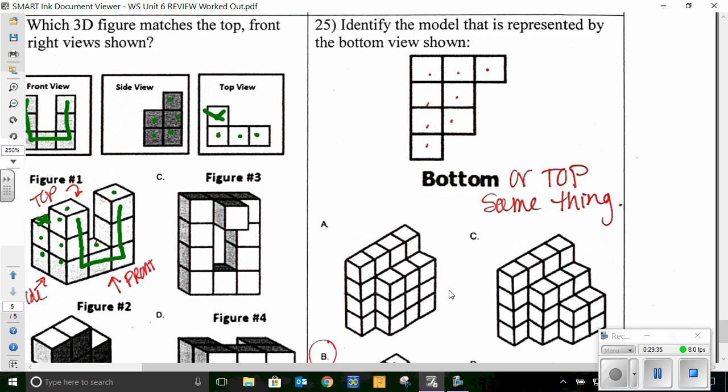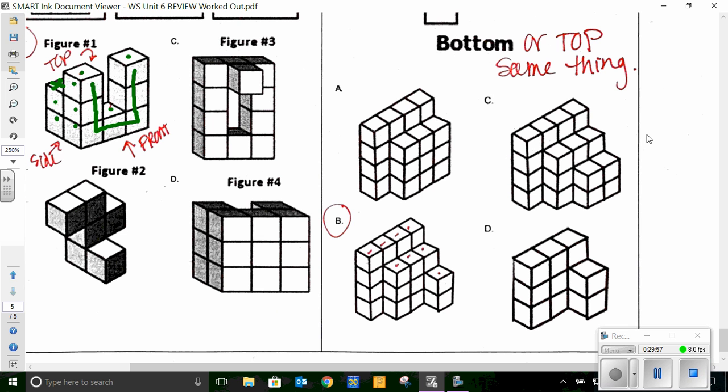This one tells me to identify the model that's represented by the bottom. Remember that the bottom is the same as the top. So if you want to say bottom or top, it doesn't matter. But again, this is sort of like a stair step thing. So C almost looks right, but it has too many things in it. It has 4, then 3, then 2. This is 3, then 2, then 2, then 1. So C's out a little bit, but this one does work. This one has the 4, and then the 3, and then the 1. And that's what my picture was up here.